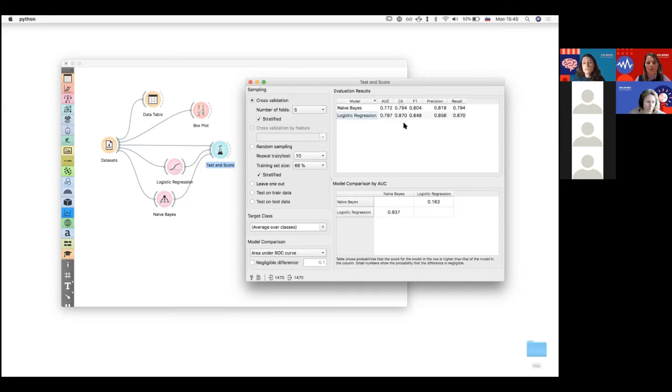It's called classification accuracy. This is very easy. This is the percentage of correctly classified data instances. So percentage of correctly predicted employees, so leaving or going. And so it goes from 0 to 1, and this means that logistic regression is 87% correct. In 87% of the cases, it was correct in predicting the final outcome. Naive Bayes, a bit less, so 0.79.